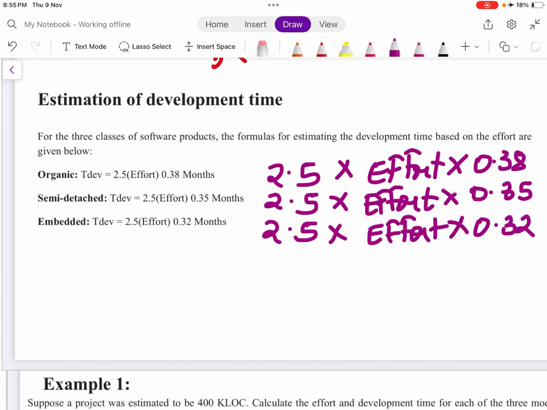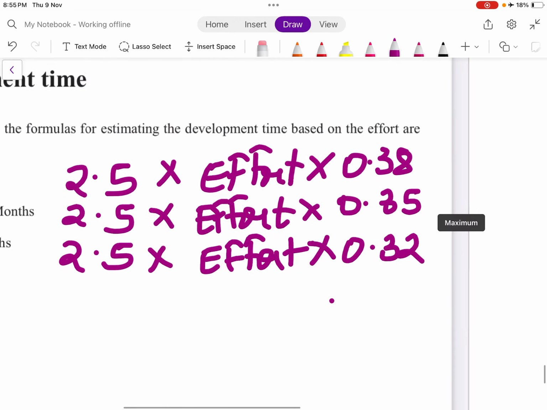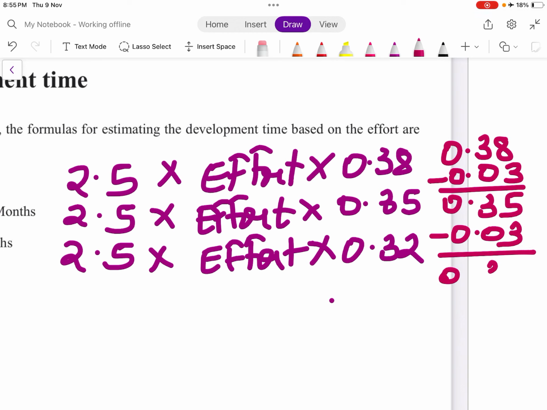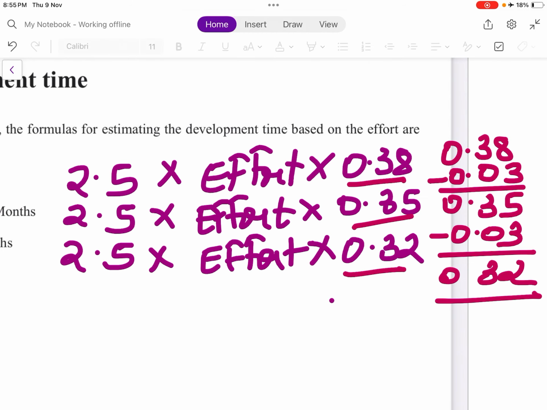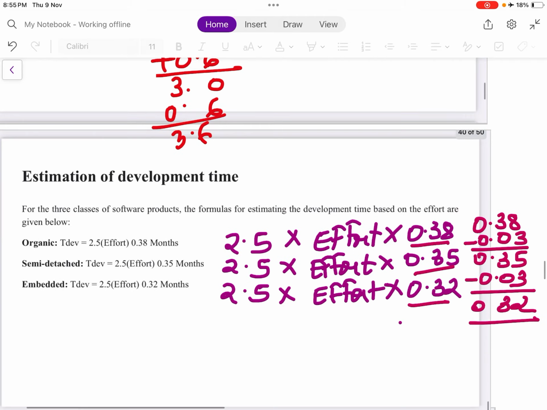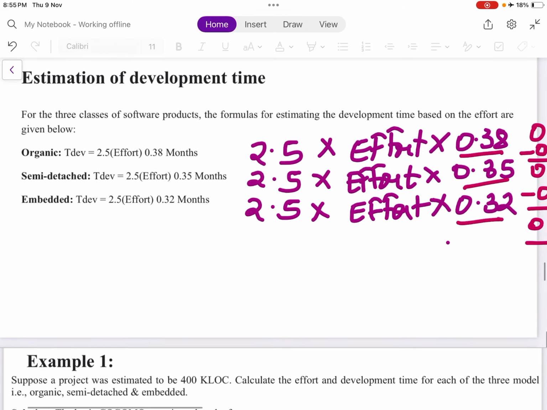and 0.32. How is this pattern going? 0.38 minus 0.03, you get 0.35; 0.35 minus 0.03, you get 0.32. So I have remembered it this way, that I subtract 0.03 when going from organic to semi-detached to embedded. So this is the way you can also remember the formulas, but you have to remember the formulas for development effort as well as development time.